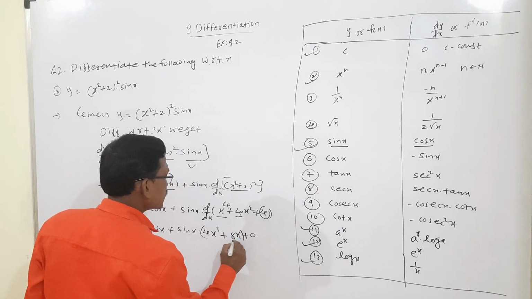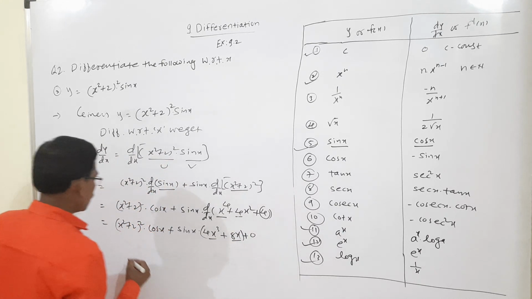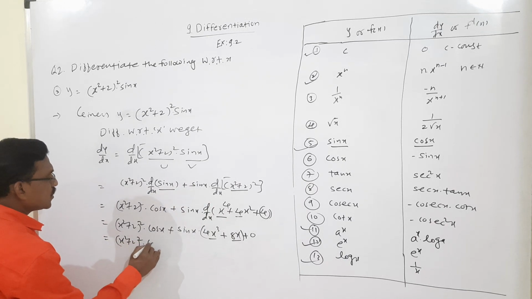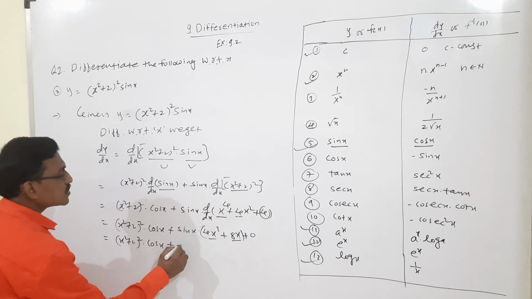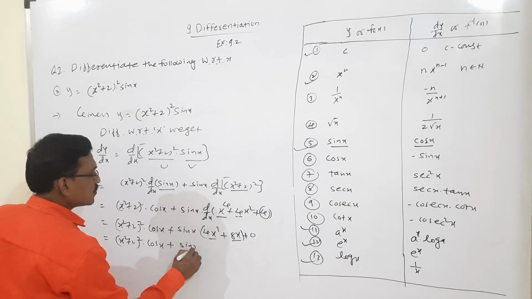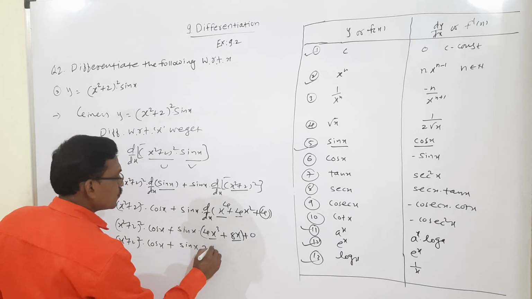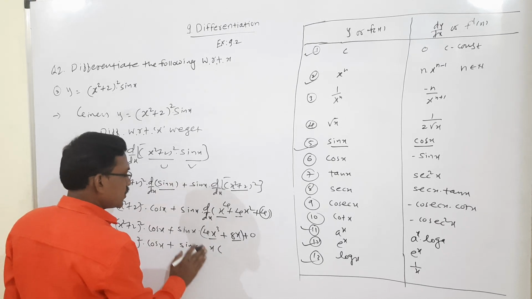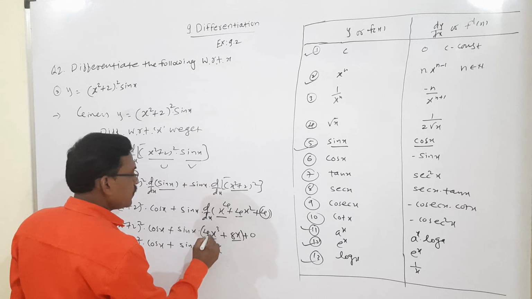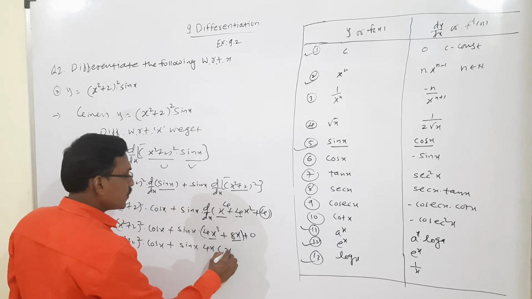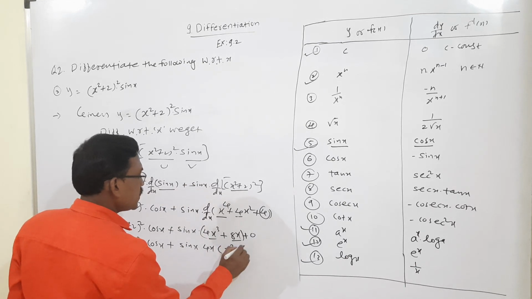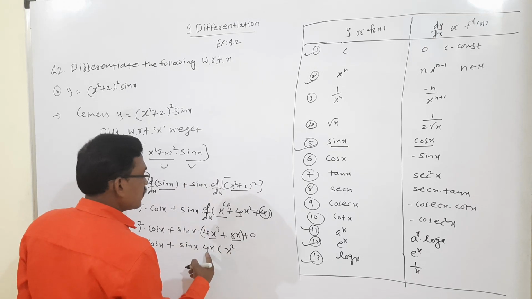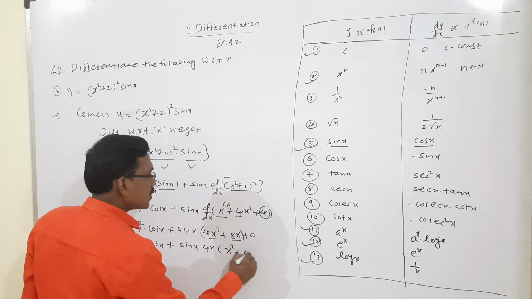Now we take common 4x from these two terms, so (x square plus 2) whole square into cos x plus sin x into, we take common 4x here. When we take common 4x, x cube divided by x is x square, so it is x square, then 8 by 4 is 2.